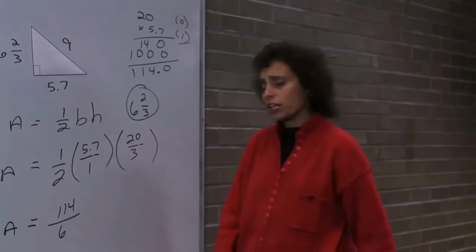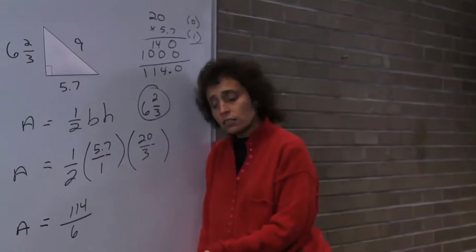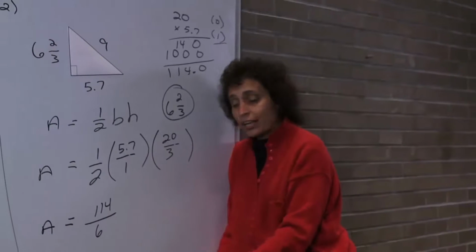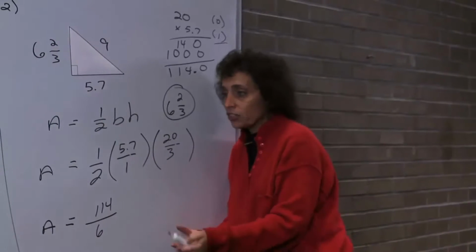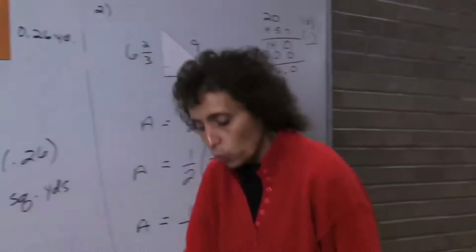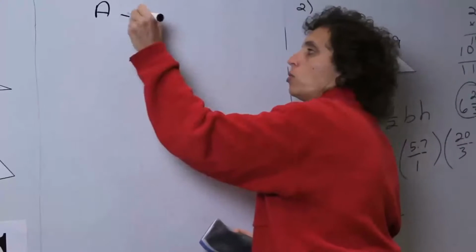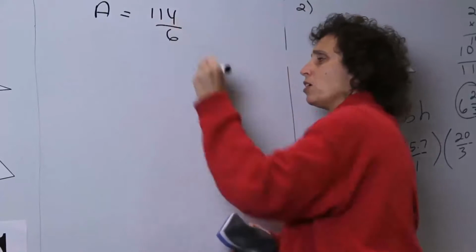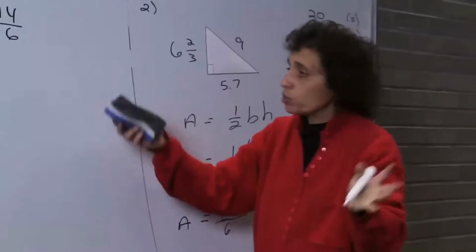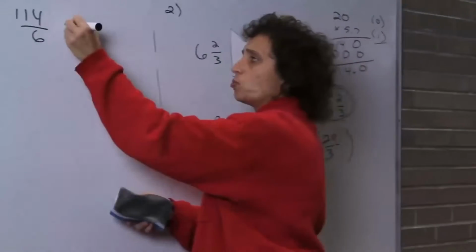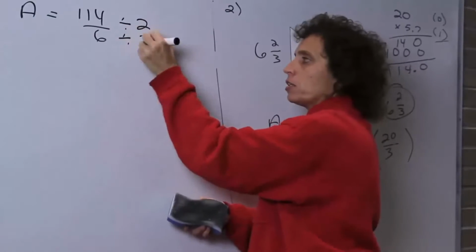There's a couple of ways to do this. We can divide, or we can first reduce. It doesn't really matter. Don't let this make you crazy, but I'm going to bring it over here because we're getting way too low on the board here. A equals 114 over 6. Now, you can actually divide here, or you can reduce. You might want to reduce it. I'll make the numbers a little smaller.